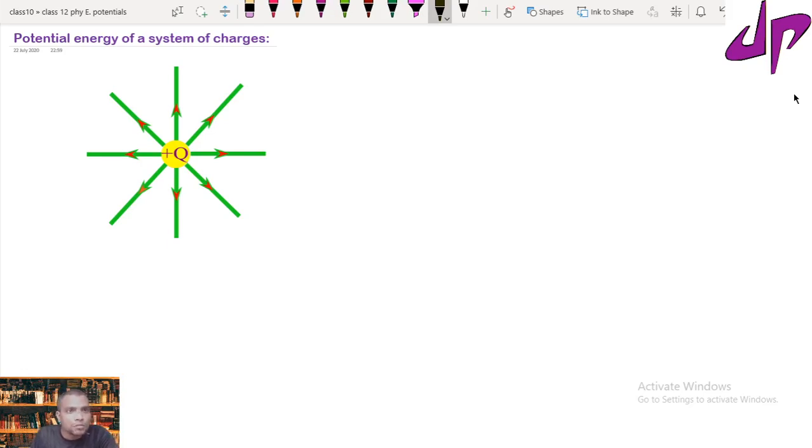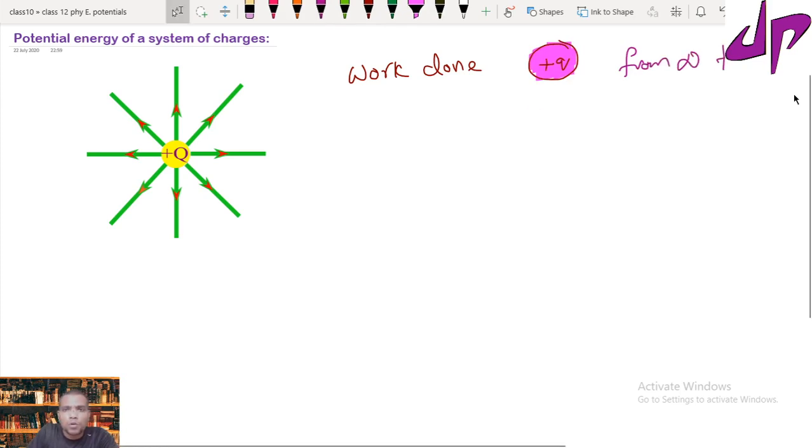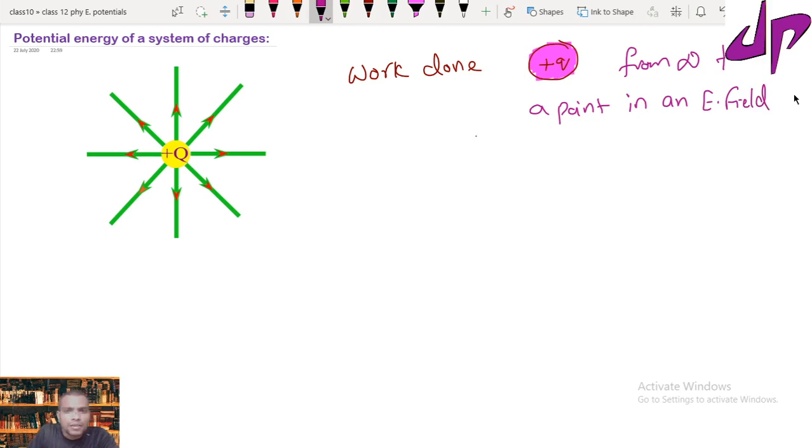We're discussing electrical potential energy. We define electrical potential energy as the work done to bring a charge. Let me take plus Q as a test charge. The work done to bring a test charge from infinity to a point in an electric field is what we define as electrostatic potential energy.